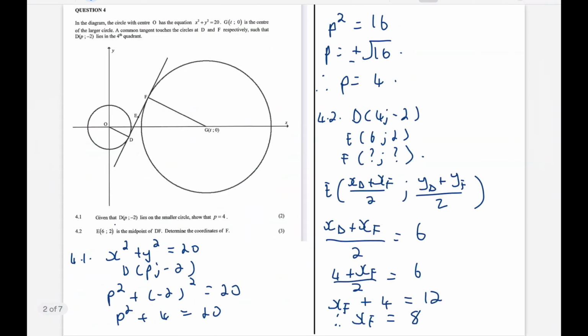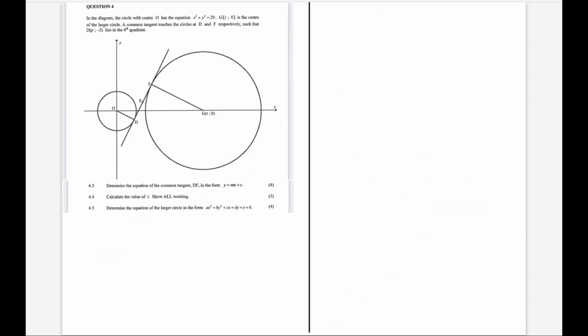And if you look at f, it does make sense that it has a positive x value and a positive y value. Great, let's look at 4.3. Now in 4.3, the question is to determine the equation of the common tangent, df. This is df over here.